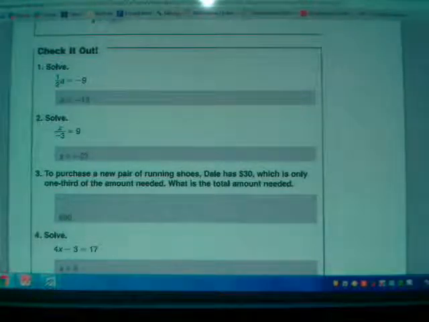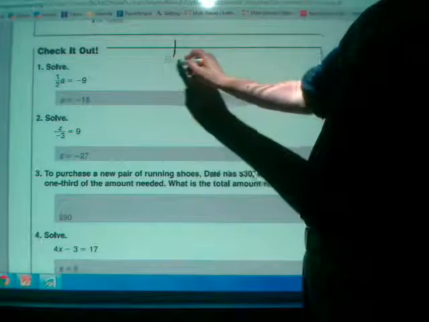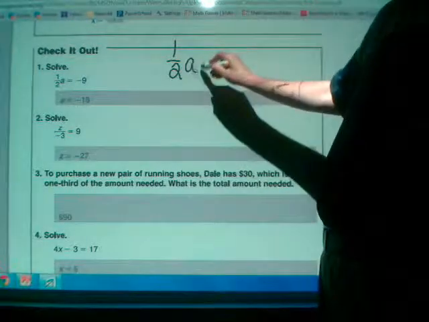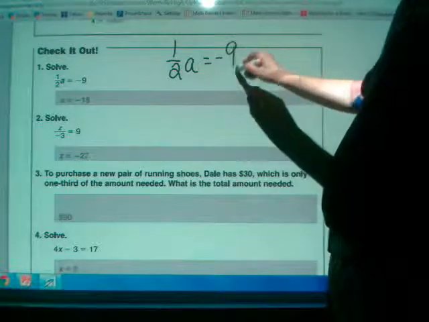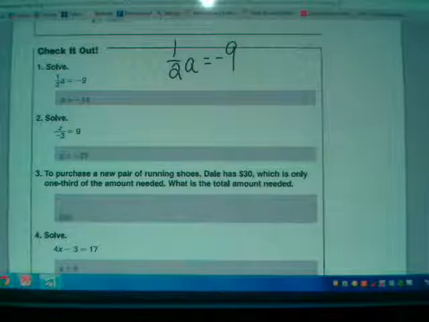So in the first question, we've got half A, or half times A, equals -9. What you want to remember about this question, even though we already see the solution, we don't see the work, is that this is a fraction. And as this question sits right now, it's a multiplication question. So to undo that, I'm going to have to divide. Right? But I'm dividing by a fraction.